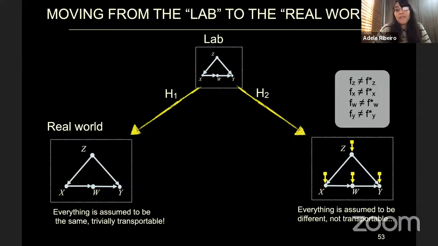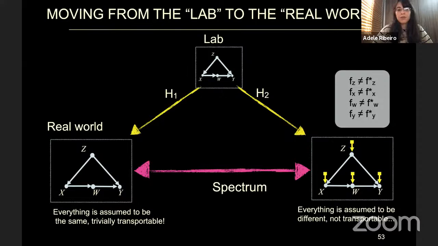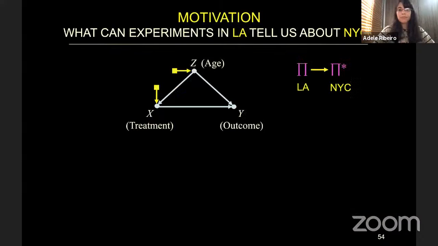And if you understand what these differences are and you account for them in your model, you will be in the spectrum, somewhere in between. You won't be in the nightmare scenario. Probably you won't be in the dream scenario either, but you'll be here in the between. And then we can do the transportability analysis. So just one example in the middle of this spectrum.